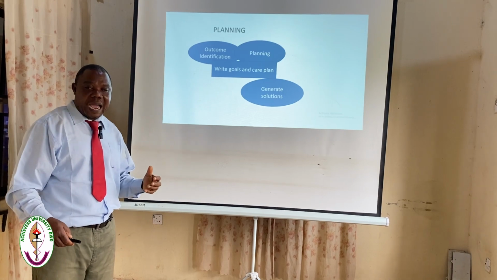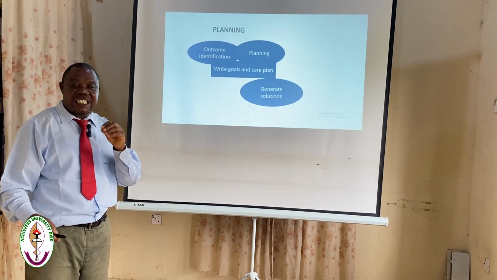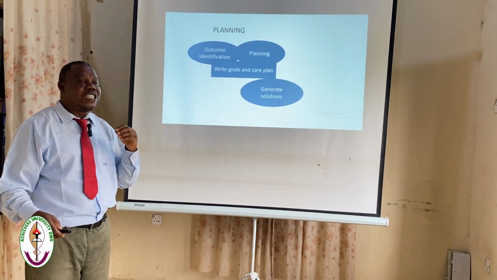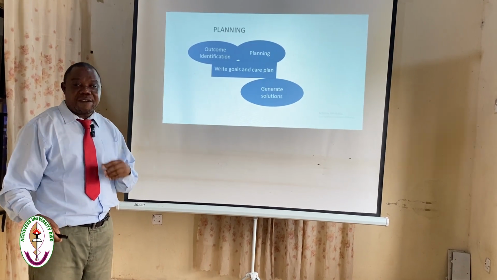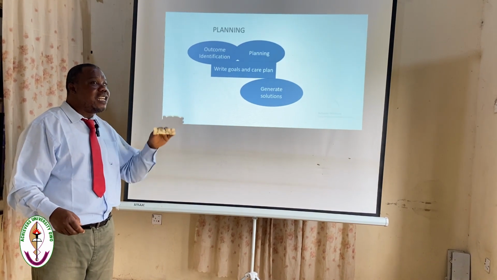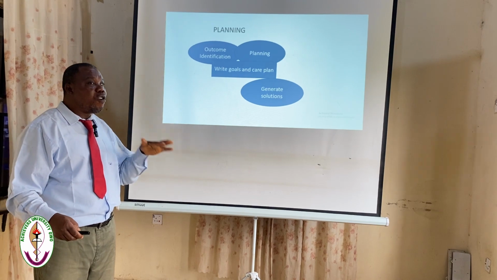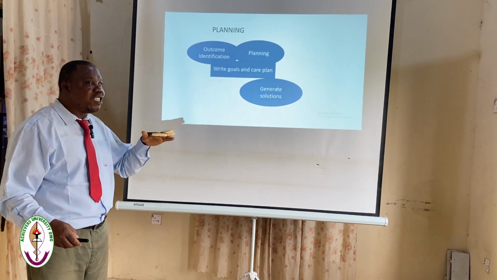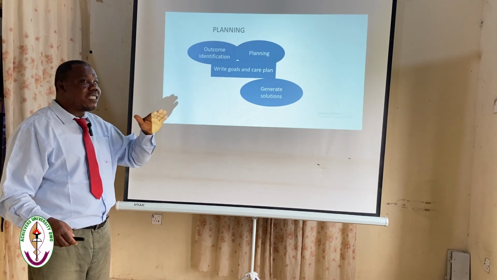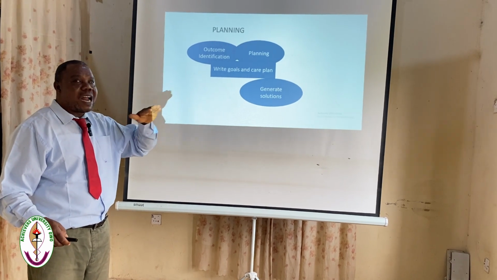After you have made your outcome identification, you now make a plan. You write the goals and care plan. This is the stage where we write the nursing care plan, and then we generate solutions here. Let me also say that in this planning phase, you follow Maslow's hierarchy of needs to make your nursing diagnosis, so that your nursing diagnoses are based on Maslow's hierarchy of needs.